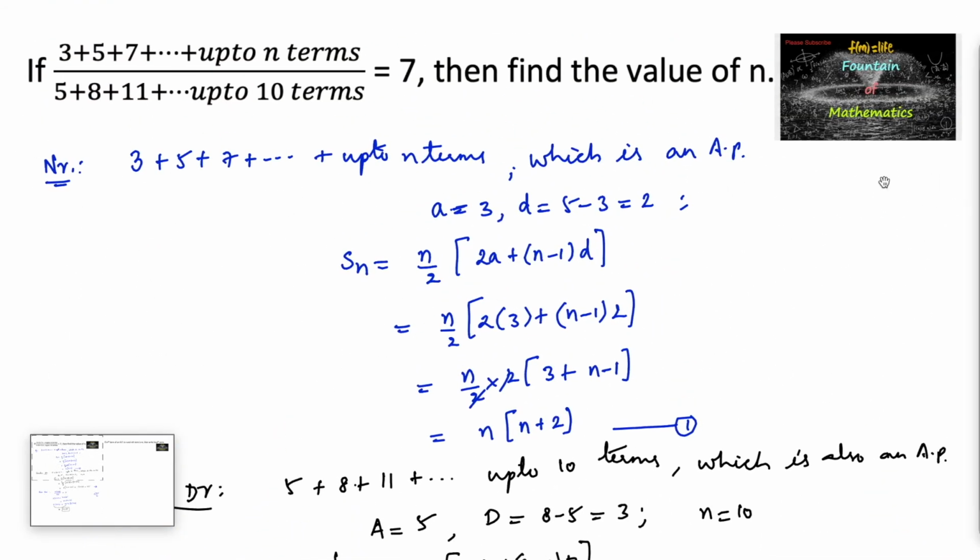The sum of 3 plus 5 and so on up to 35 terms upon 5 plus 8 plus and so on up to 10 terms, the ratio will be equal to 7. Okay.